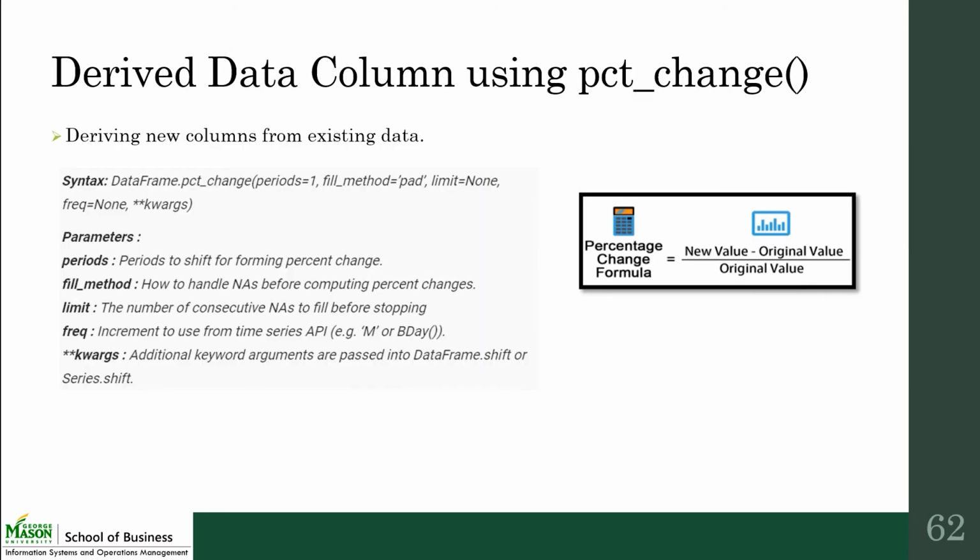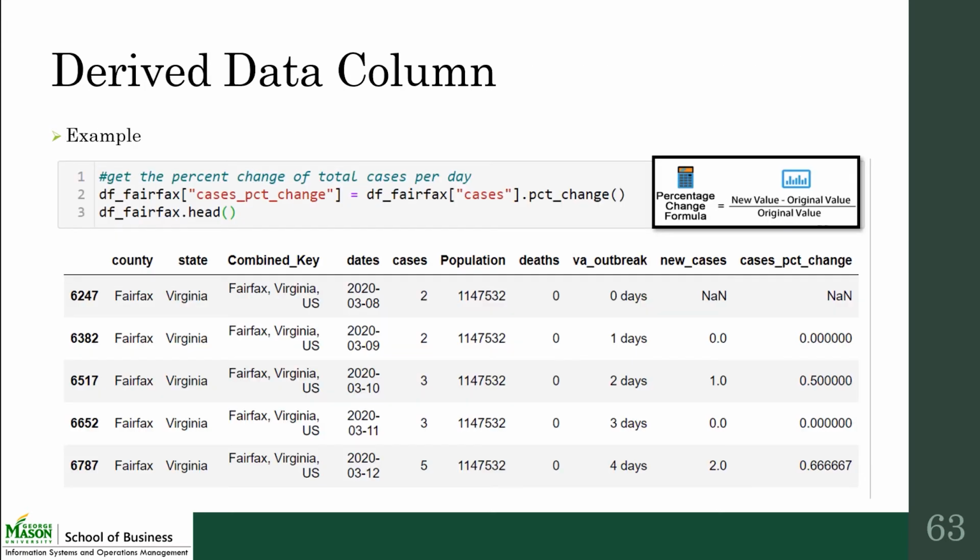The percent change method is relatively similar to the diff method, but will result in a percent change between 2 time periods. Let's take a look at an example using the Fairfax data frame. In line 2, the code is used to generate the derived data column named cases_%_change. Then the head method is used on the data frame to view the first 5 rows.